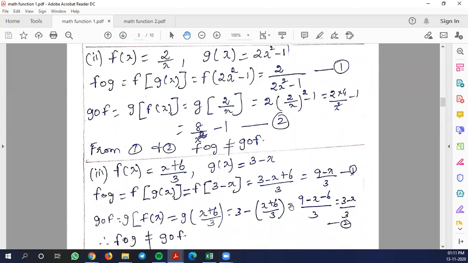Then the third sum, f of x equal to x plus 6 by 3, g of x equal to 3 minus x.